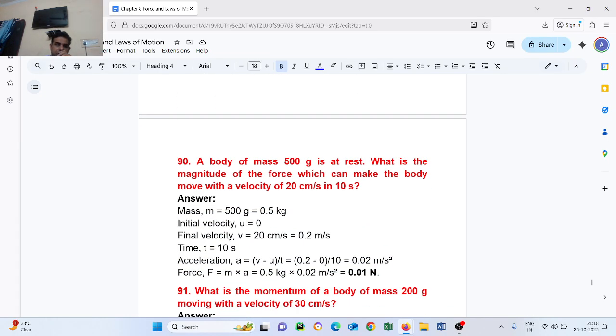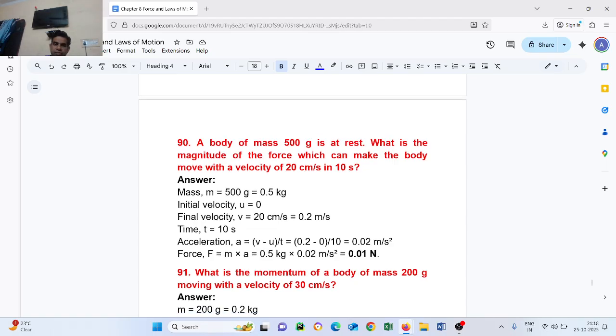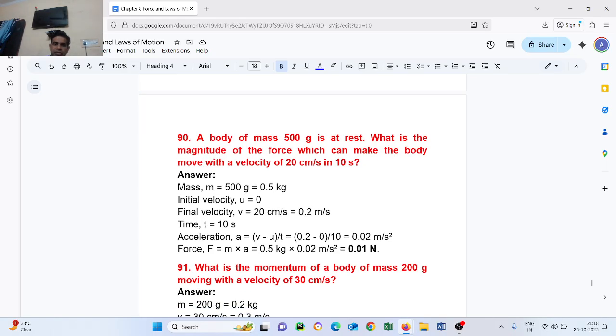Question number 90. A body of mass 500 gram is at rest. What is the magnitude of the force which can make the body move with a velocity of 20 centimeter per second in 10 seconds? Mass m equals 500 gram, 0.5 kg. Initial velocity u equals 0. Final velocity v equals 20 centimeter per second, 0.2 meter per second. Time t equals 10 seconds. Acceleration a equals (v minus u) upon t, equals (0.2 minus 0) upon 10, equals 0.02 meter per second square. Force F equals ma, equals 0.5 kg times 0.02 meter per second square, equals 0.01 Newton.